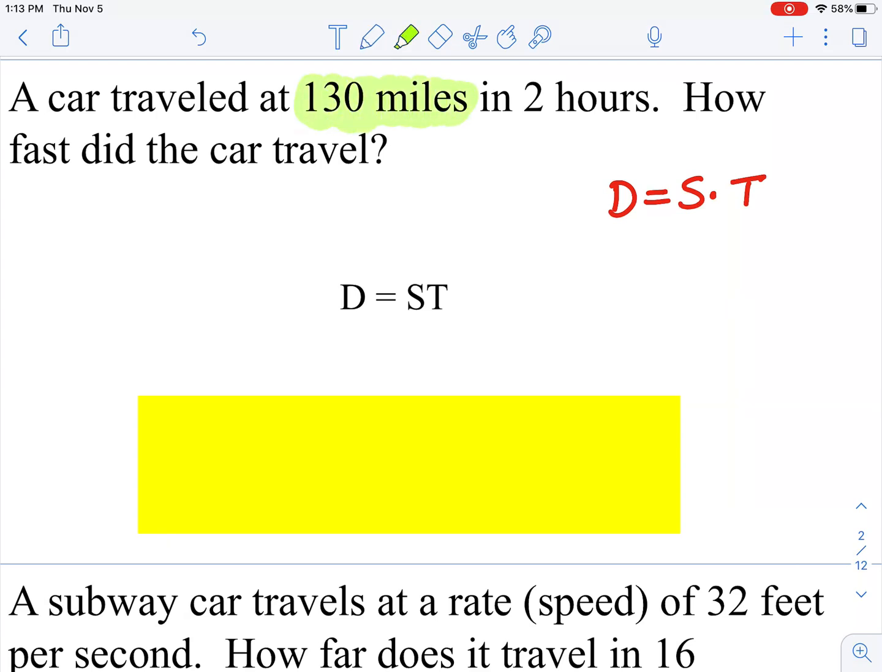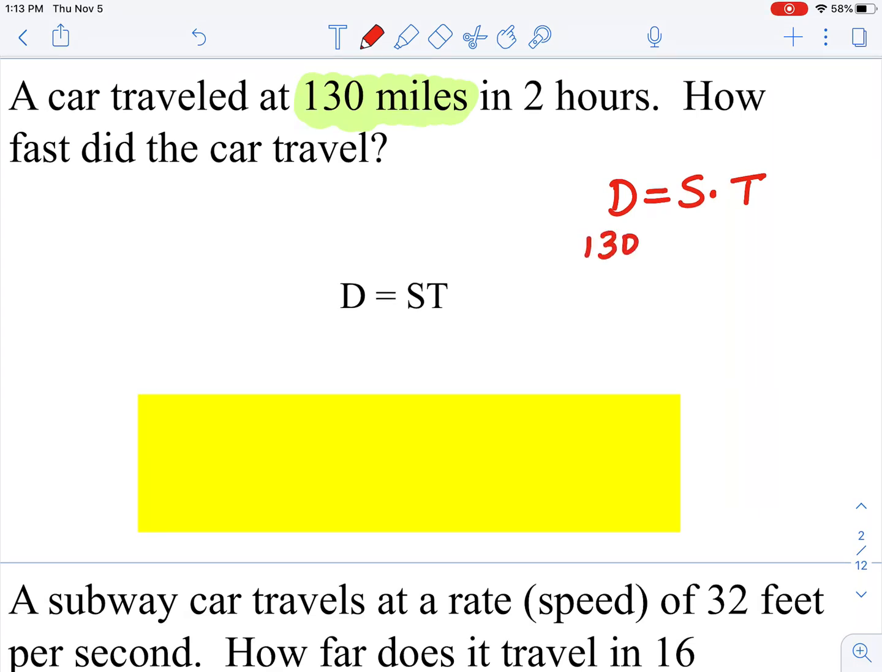it traveled 130 miles. Miles tells me that's distance because I measure distance in inches, feet, yards, miles, centimeters, meters, kilometers. All those things measure distance. So since this is 130 miles, I'm going to replace that with 130. Bring down my equal sign. Into hours, and since it says hours, I know that's time, so I don't know the speed, and I know my time is 2.